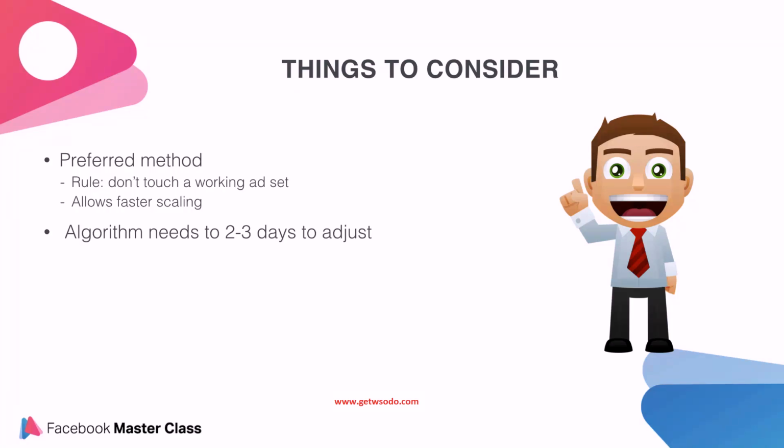Number 2, the algorithm needs 2 to 3 days to adjust. If you have to scale really hard, well then don't wait 2 to 3 days, but if it's really possible, duplicate the ad set, adjust the budget and wait 2 to 3 days. See if the second ad set is still performing, if the audience isn't getting exhausted, and then you can duplicate again. So it's duplicating, wait 2 to 3 days, duplicate again, and so on.